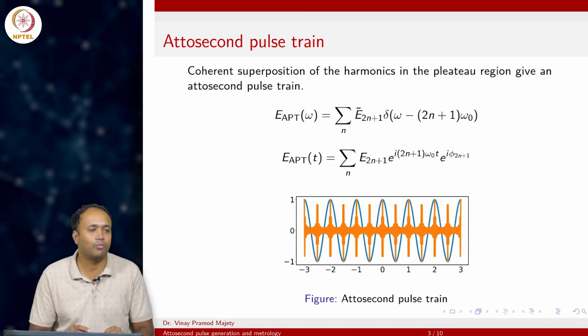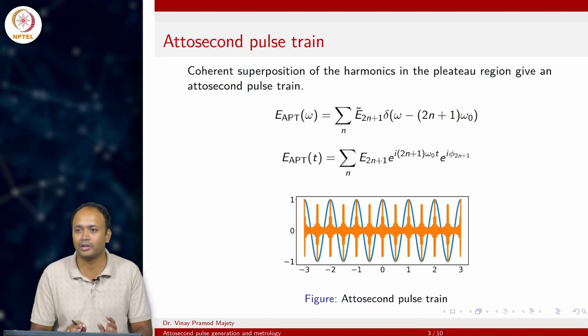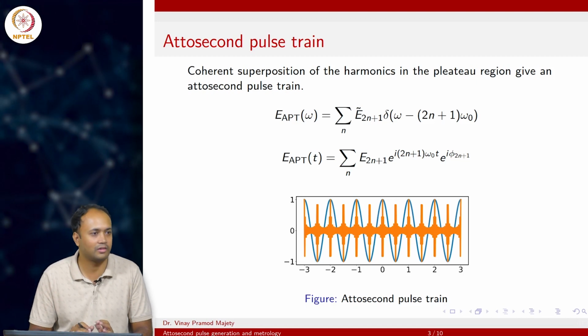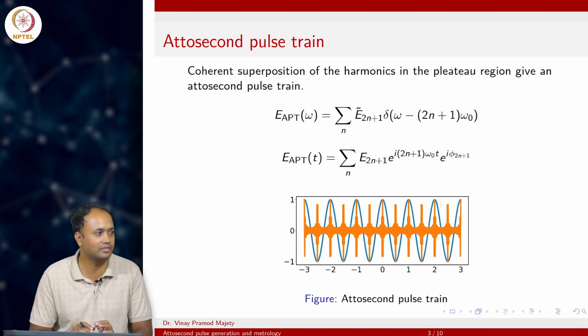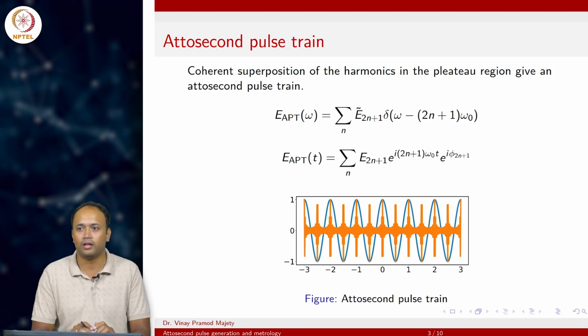Okay, how are harmonics generated? How is an attosecond pulse generated? It's quite simple. We already have the answer. You have harmonics. Technically, if I do a Fourier transform of this, it turns out that I would get an attosecond pulse. Why is that?